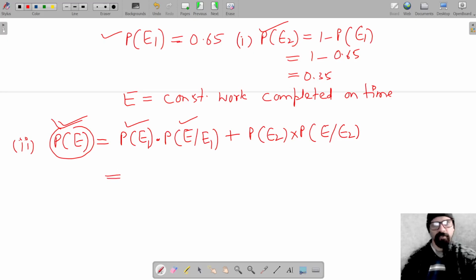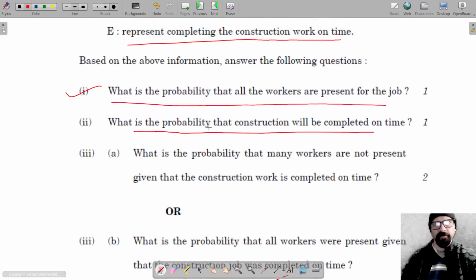Now probability of E1 is 0.65. Now probability that all the workers are not present is 0.65, and probability that construction work is completed when all the workers are not present.